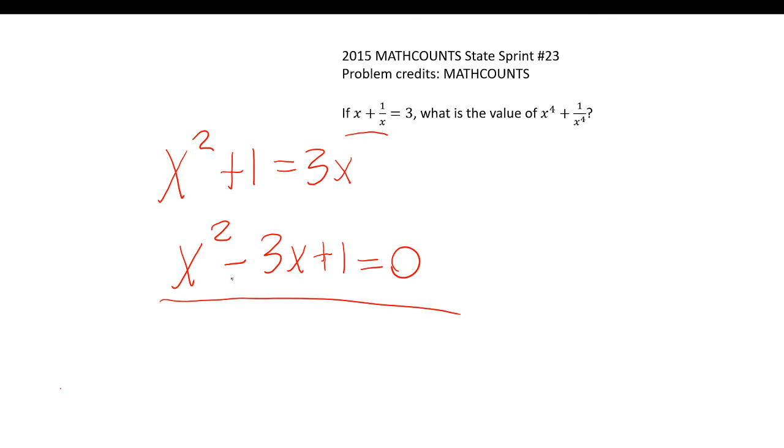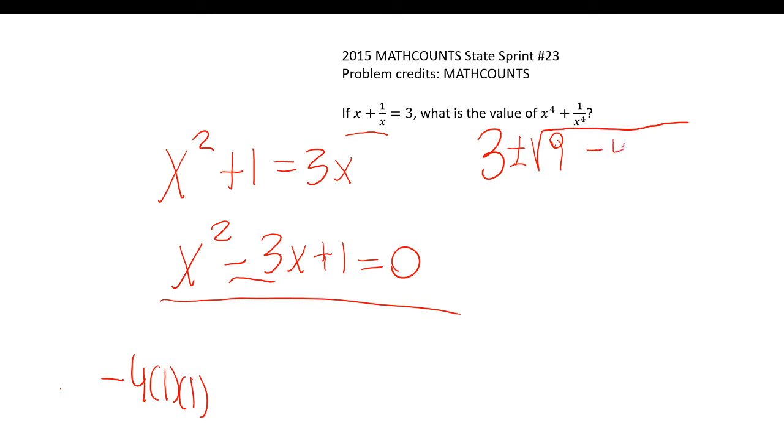Now we just apply the quadratic formula. Negative b, well, b is negative, so that becomes plus or minus the square root of b squared, 9. Now over here, I like to compute the 4ac. A is just 1, C is 1, so negative 4. And the coefficient of the quadratic term a is just 1, so that's just 2 in the denominator. Now we have 3 plus or minus square root of 5 over 2. Well, we can't really simplify this radical. Now we've solved for x, and now we need to raise this to the 4th power, and then take the reciprocal of this.